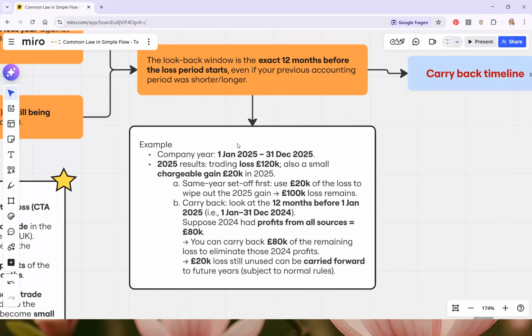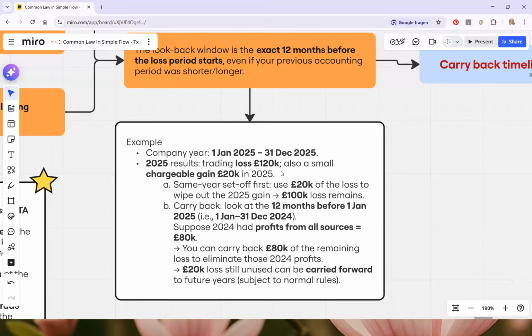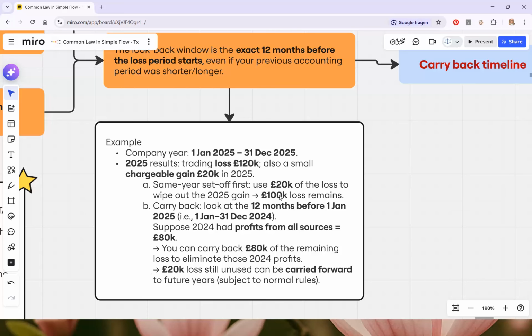So for example, the company year is 1st January 2025 to 31st December 2025. The 2025 results: the trading loss is 120K, and there is also a small chargeable gain of 20K in 2025. So in the same year, you first use 20K of the loss to wipe out 2025's gain. 100K of loss remains, because we had 120.